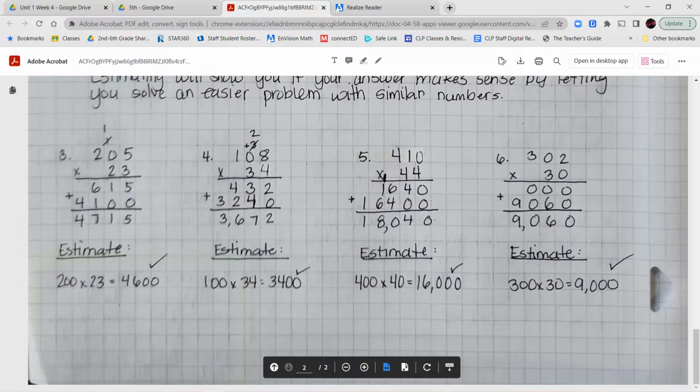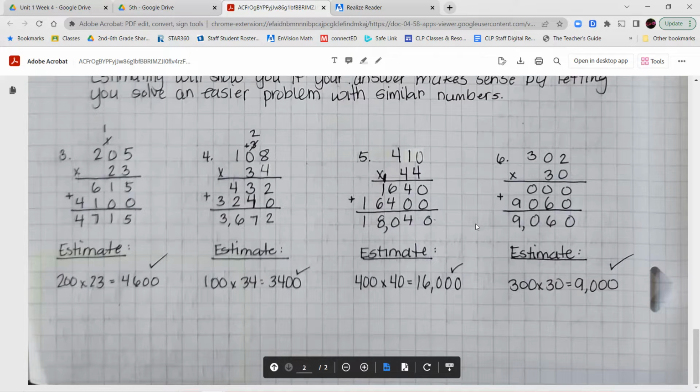I move to the next line, add my 0 placeholder. 4 times 0 is 0 again. 4 times 1 is 4. And 4 times 4 is 16. I added my partial products and got a total of 18,040, which is close to my estimate of 16,000.